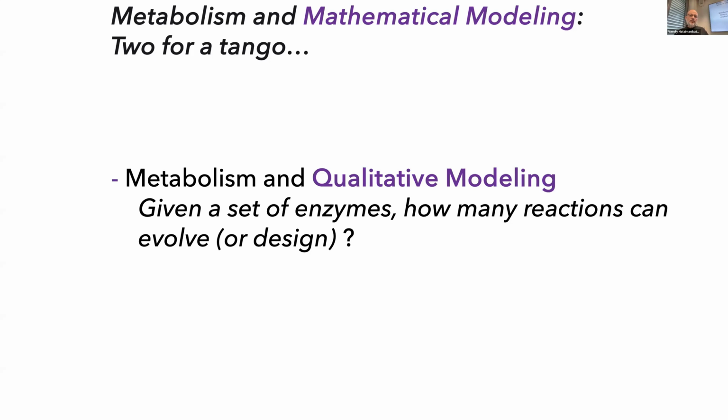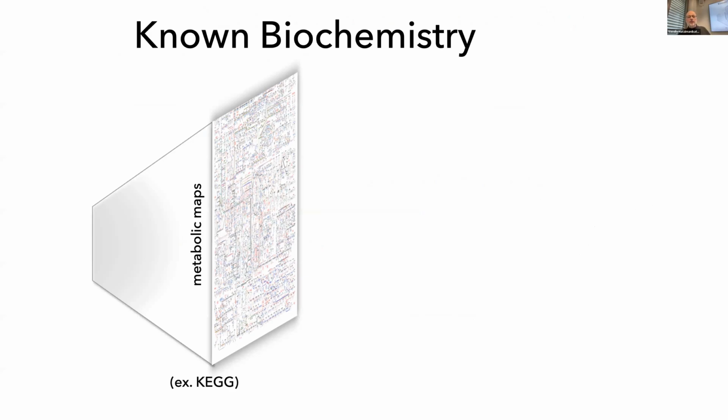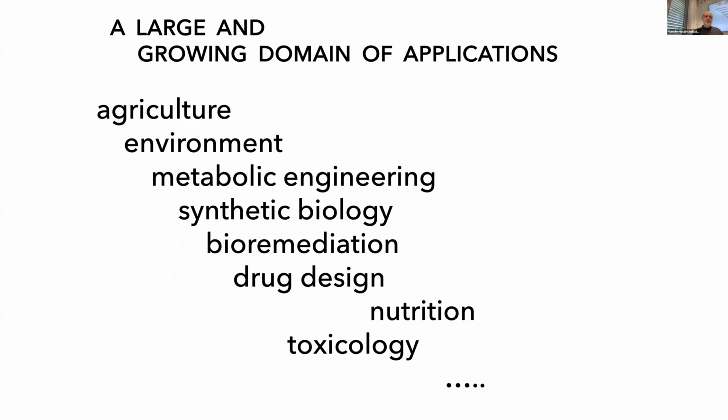So in the area of qualitative modeling, what do we perceive as qualitative modeling? Of course, we all know the biochemistry. These are the maps that you see in databases like EcoCyc. By now, it's very well organized in metabolic maps, in pathways, and also all the way down to information about the enzymes. And of course, as we all know, in the area of metabolism there is a growing domain of applications already for years: agriculture, metabolic engineering, all the way to drug design and toxicology.